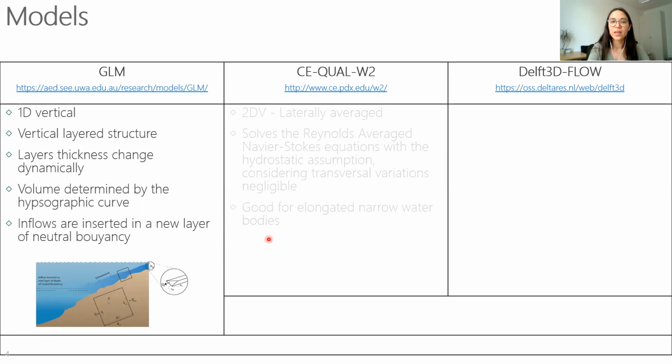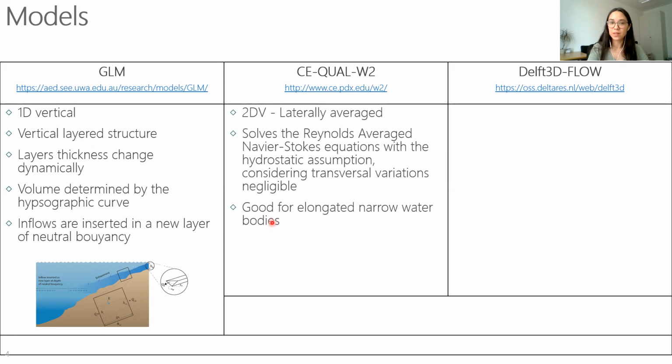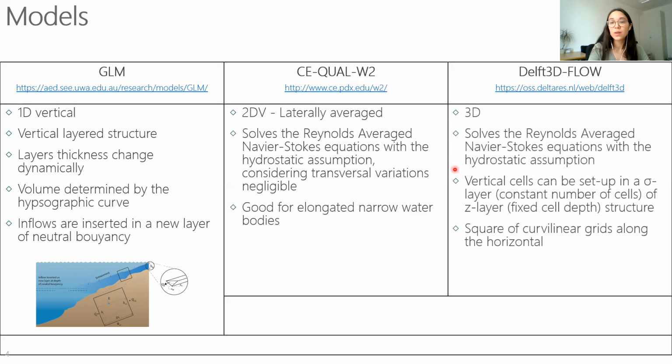CE-QUAL-W2 is the 2D model, which means that it's laterally averaged, and it solves the Reynolds-averaged Navier-Stokes equations with the hydrostatic assumption. So it is good for elongated, narrow water bodies. And the 3D model is Delft3D. It solves the same equations as CE-QUAL-W2, but in three directions.